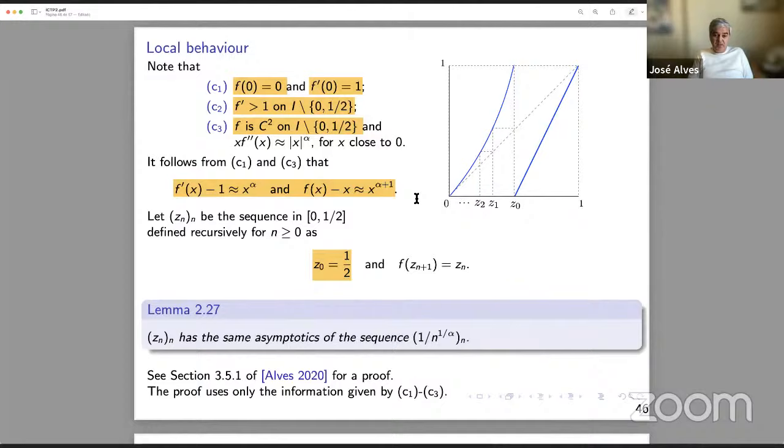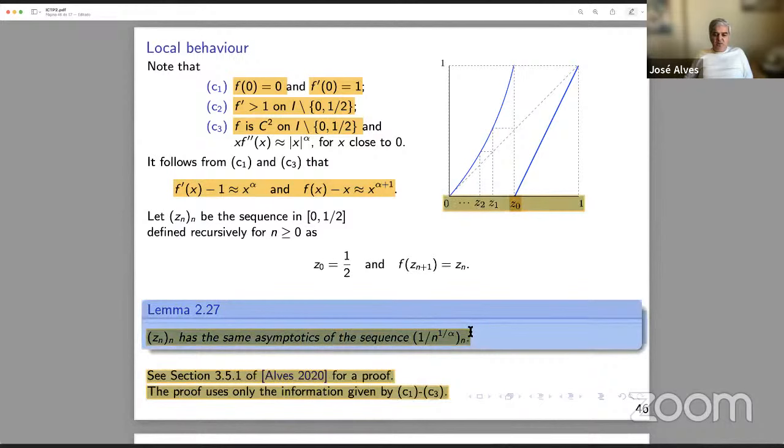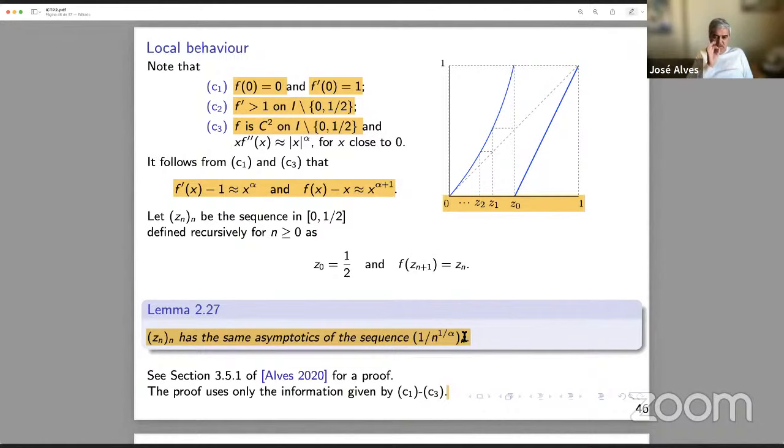So we don't use a specific form for the map on zero, one half. Define this sequence of points. You take the point one half here, and I'm considering the pre-images of it. So see that the iterate of Z2 is Z1, Z1 is Z0, and so on. So we consider this infinite sequence. And this sequence is converging to zero, of course, and has the same asymptotics as this sequence here, n to the one over alpha. So having the same asymptotics means that it's bounded from above and below by a constant times one over n to the one over alpha. This is proved in my book and also in the paper of Yang.